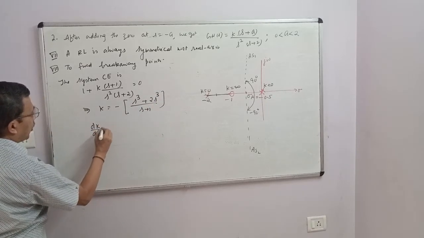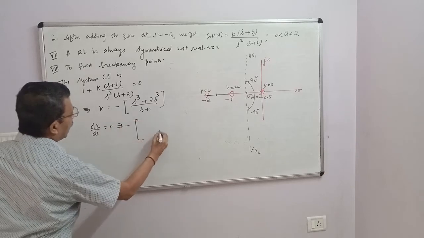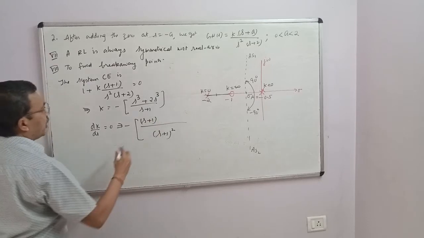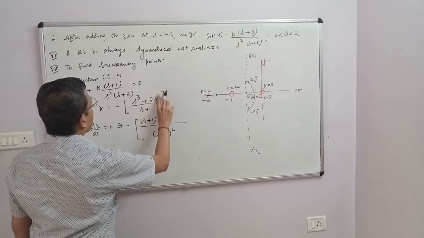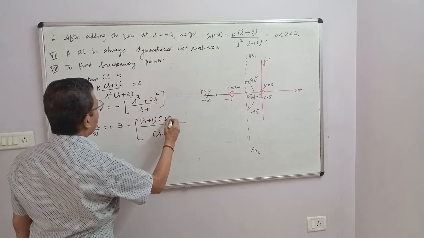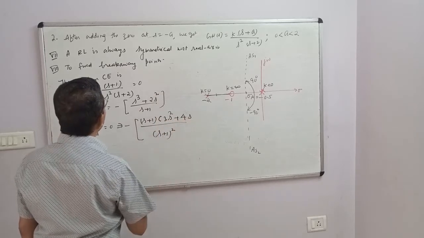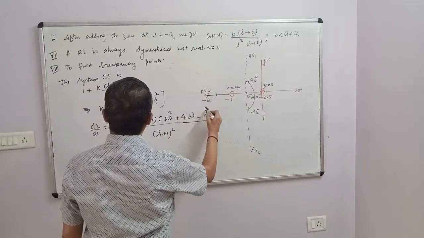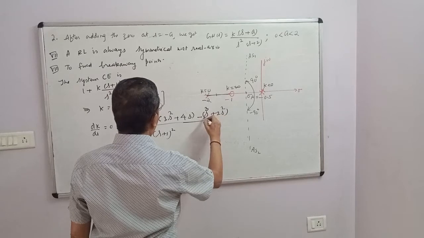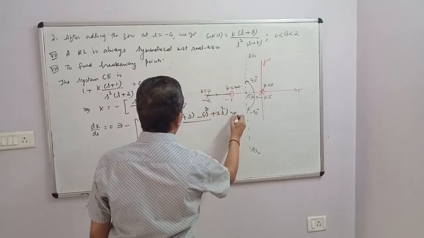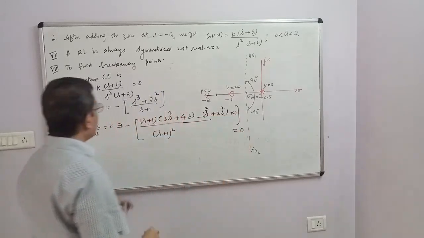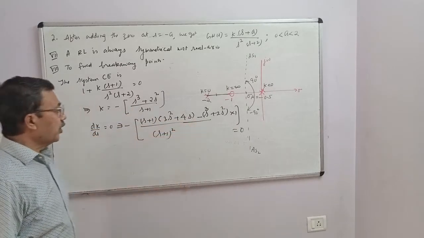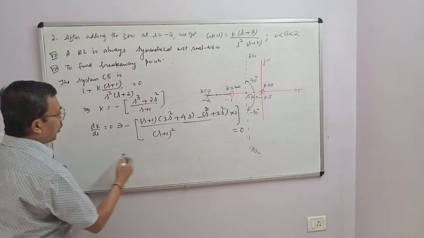dk by ds equal to 0 implies denominator square, denominator into differential of the numerator, which is 3s square plus 4s, minus numerator into differential of the denominator. Differential of the denominator is 1, equal to 0. So denominator into differential of the numerator minus numerator into differential of the denominator, divided by (s plus 1) whole square, equal to 0.